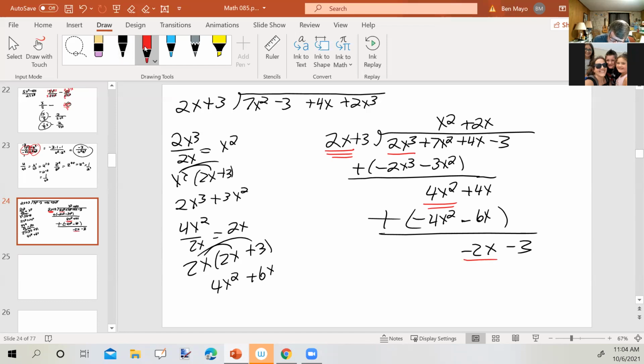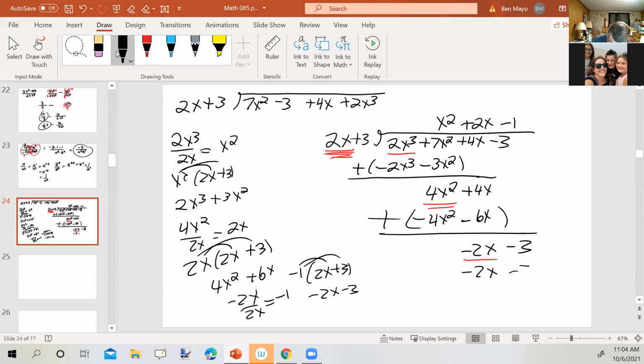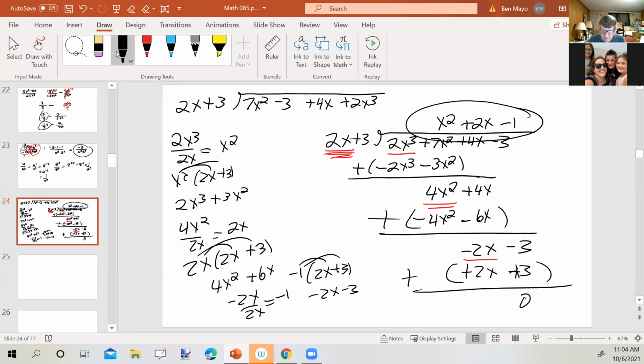Divide the leading term inside by the leading term outside. Negative 2x divided by 2x is negative 1. So we get negative 1 times 2x plus 3, negative 2x minus 3. Subtract that from what's up above. Change it to addition of the opposite. Add them up. Negative 2x plus 2x is 0. Negative 3 plus 3 is 0. So that's our final answer.